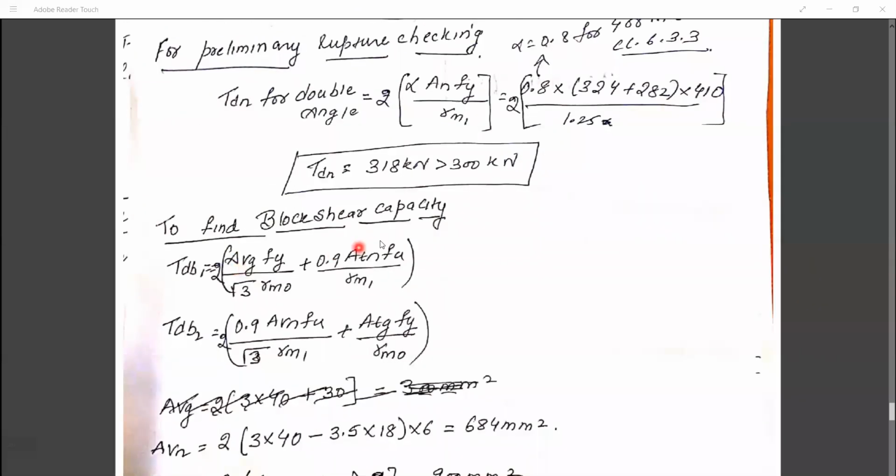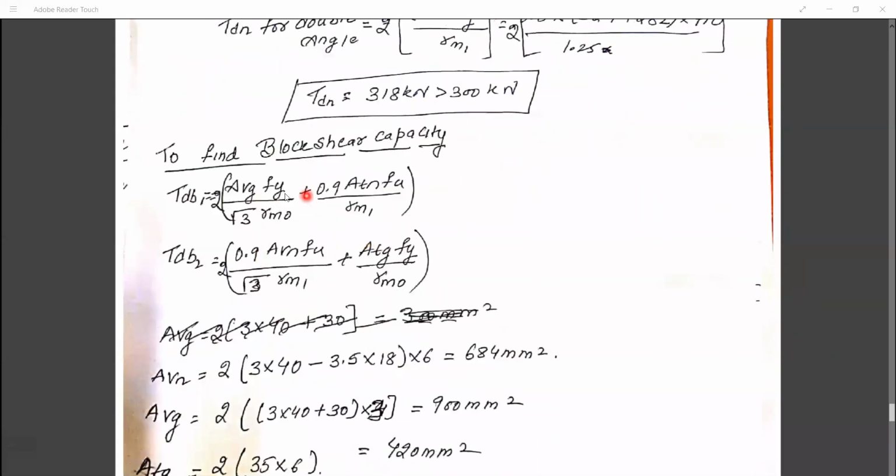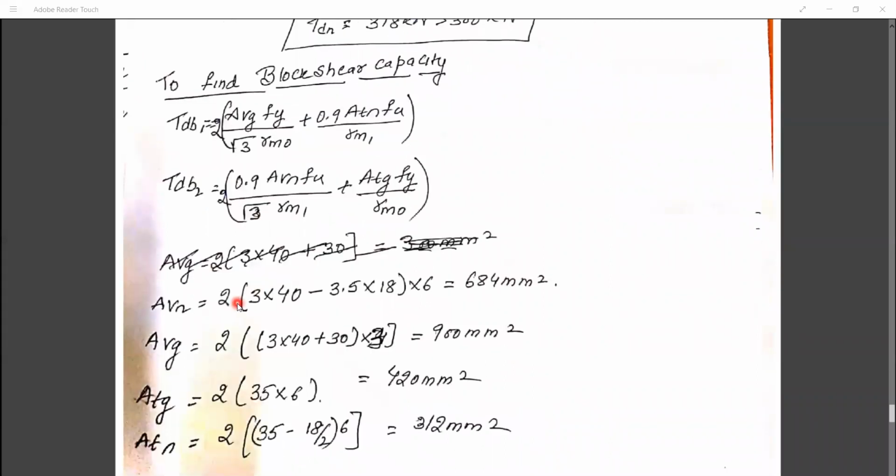To find the block shear capacity, go to bolted connection. There you will find this formula TDB1 2 times of average stresses by Fy by root 3 gamma m naught plus 0.9 ATN Fu by gamma m1. Then TDB 2 times. Don't forget to multiply this 2. 2 is very important for double angle section. If you forget to multiply by 2, then the whole problem will become as a single angle section only.